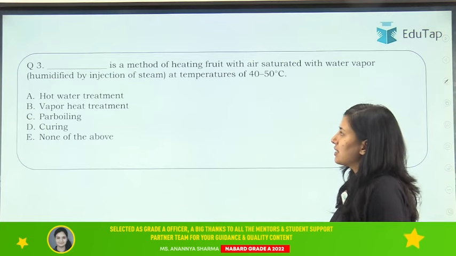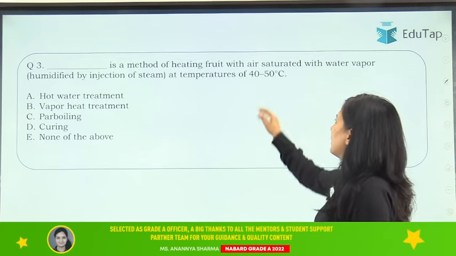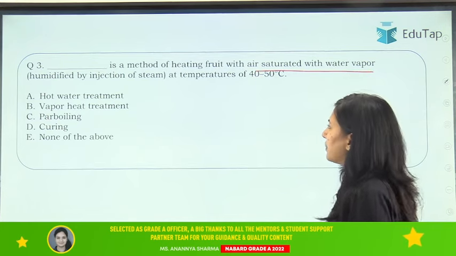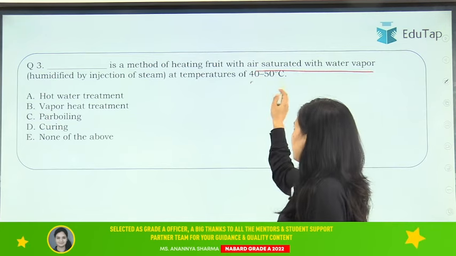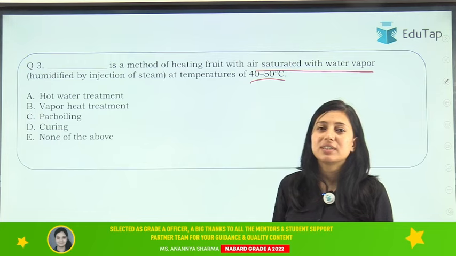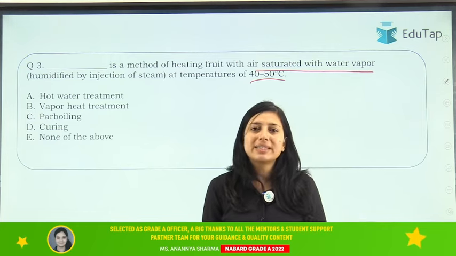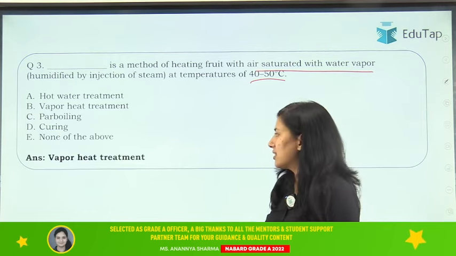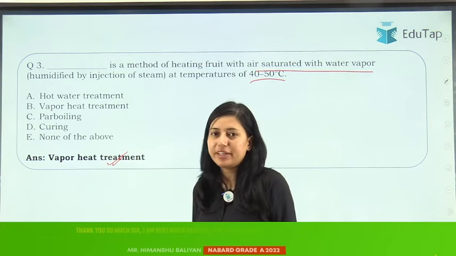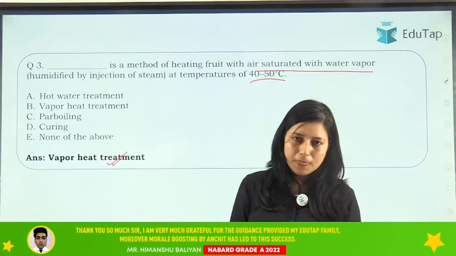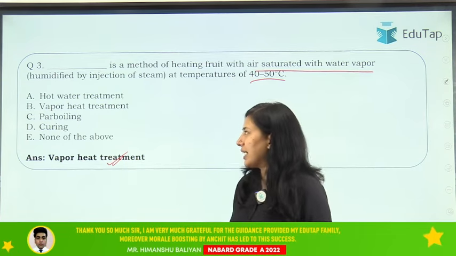The next question says dash is a method of heating fruit with air saturated with water vapor at temperature 40 to 50 degrees Celsius. So we have discussed this, when air is saturated with water it means we are using steam. The right answer here will be vapor heat treatment. We are using vapor, so vapor heat treatment will be the right answer here.